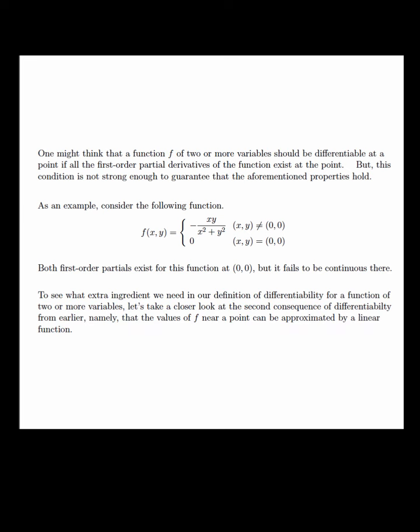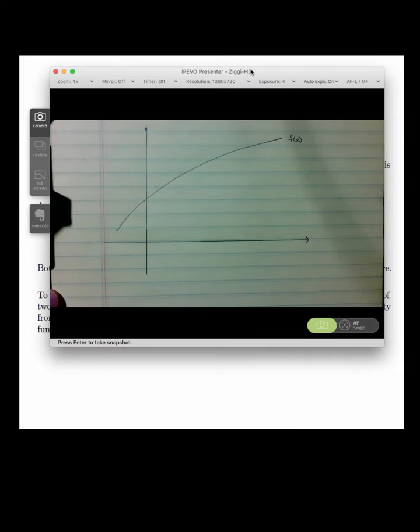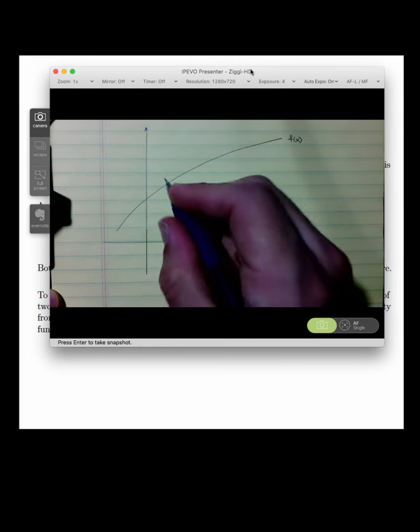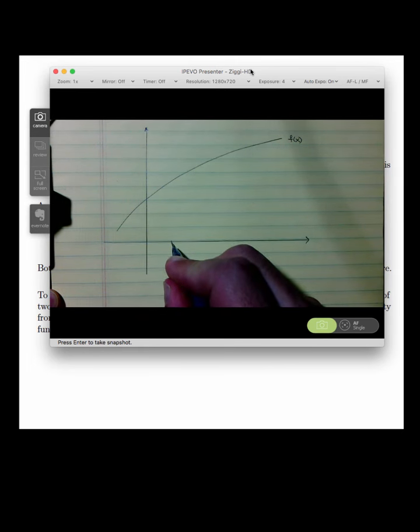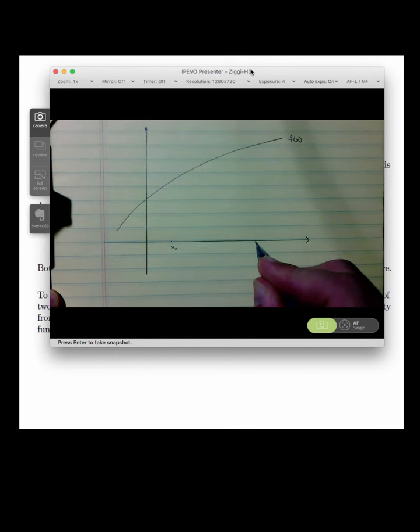To see what else we need in our definition of differentiability for a function of two or more variables, let's take a closer look at the second consequence of differentiability from earlier, namely that the values of f near a point can be approximated by a linear function. Let's begin by looking at the graph of a function of a single variable. And let's identify 2 points on the graph, one at x0 and another at a certain distance away, say delta x units away.